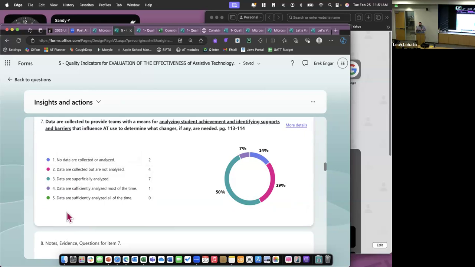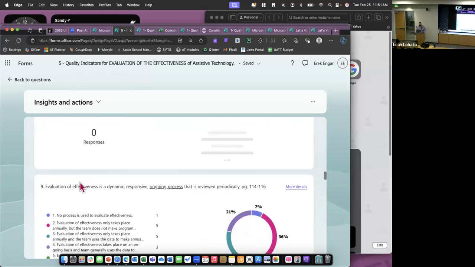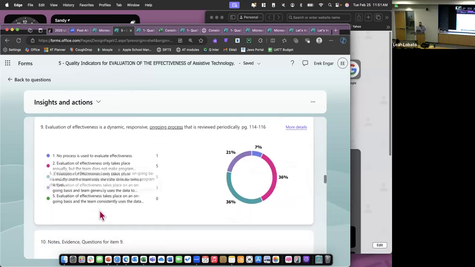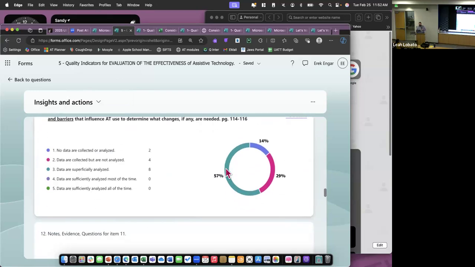Since we're talking about data and how effective it is, this one looks again like data are superficially analyzed. People are looking at things, but we need to look at it a little bit closer, okay? Evaluation for effectiveness is an ongoing process. We're kind of split on that lower end of things, but thanks for these 3 teams that pulled up our scores as a whole for saying that we are doing more of it and that it's ongoing.